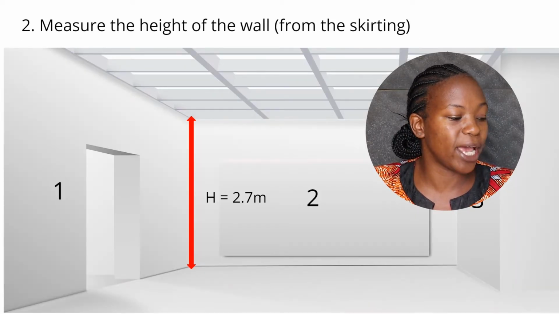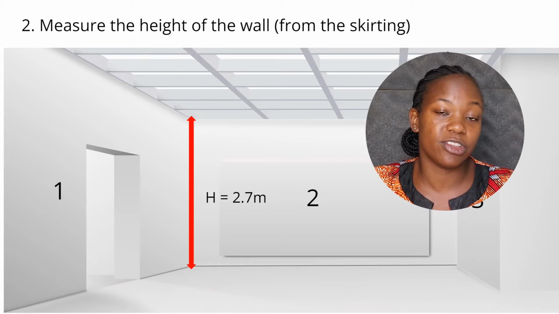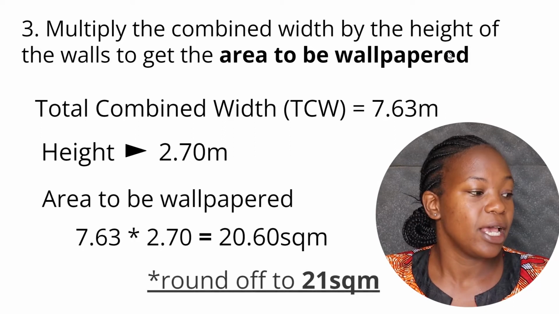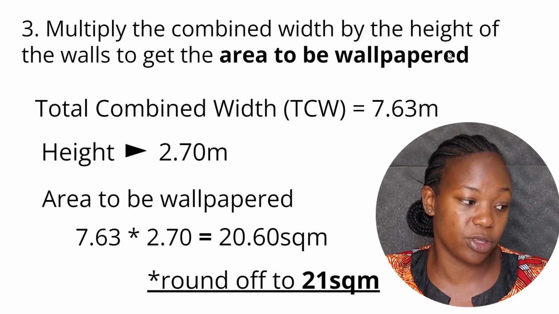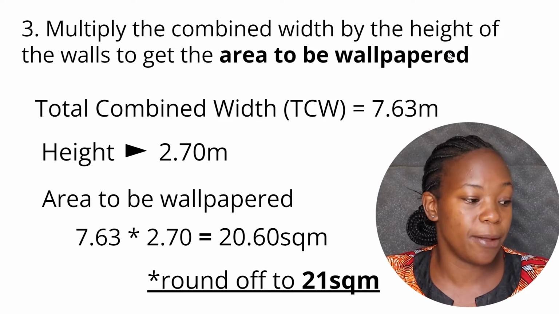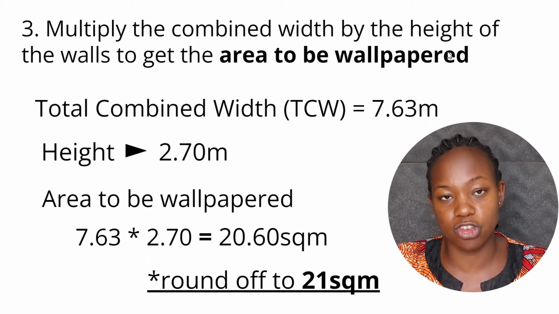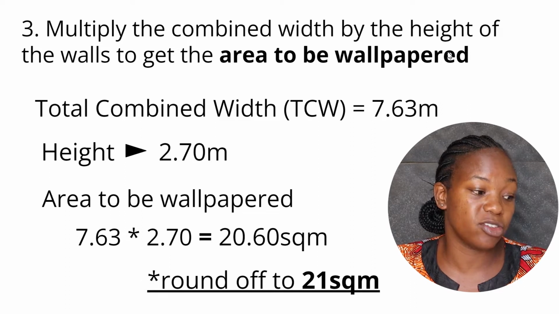Now I want to go to my height. My height for this wall is 2.7 meters. You just take your tape measure and measure from top to bottom of the wall to get the height. Now we want to get the square footage of our total wall. You take our combined width, for me here 7.63 meters, and the height, 2.7 meters, and you can see that our area is 20.6 square meters. You have to round this off, so don't use the decimal points when you're giving your square meters, just round it off to the next whole square meter. So I have 21 square meters. We are done with getting the dimensions of the wall.